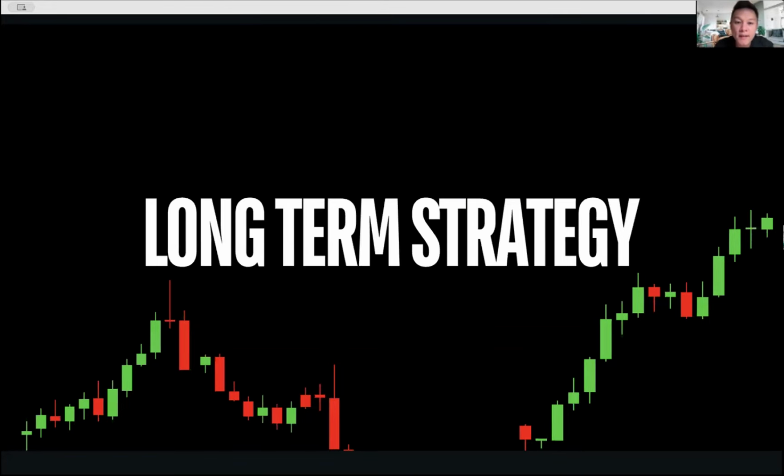And second is this thing called long-term strategy. For long-term strategy, stop loss is not that important. Imagine you are buying something for 6 months, 1 year, 2 years. You only buy when the market crashes.